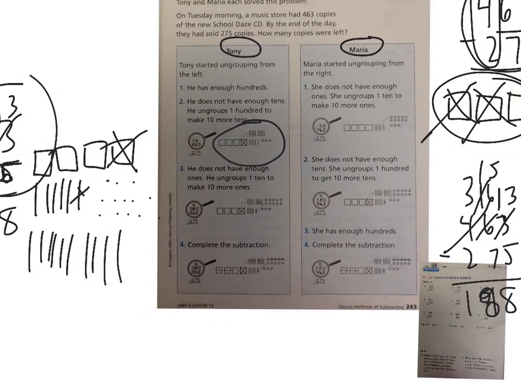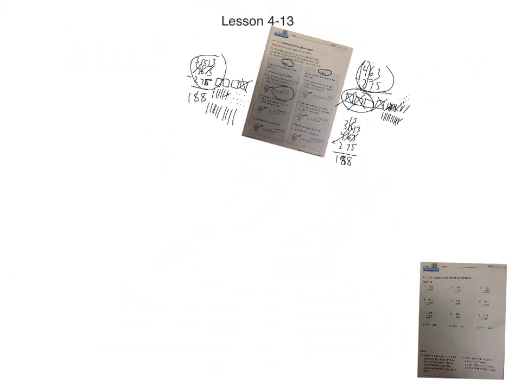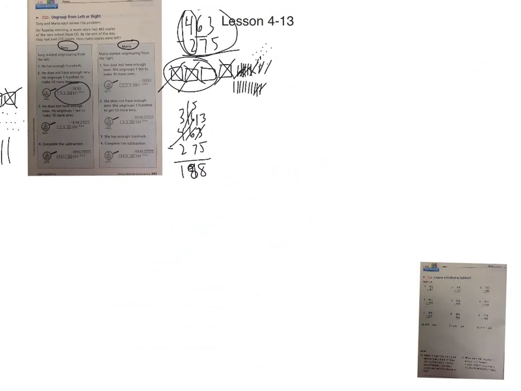Good. Okay. So they just did it differently. One did it left to right, the other did it right to left. However you want to do it. I've always done it right to left, just because I like dealing with the smaller numbers and going to look to see where I have to ungroup. So, however you'd like to do it. So let's go to the next page.